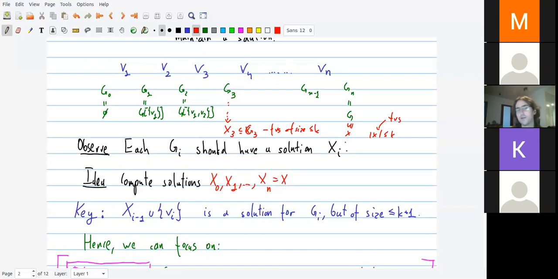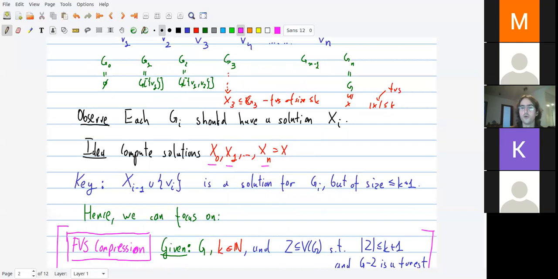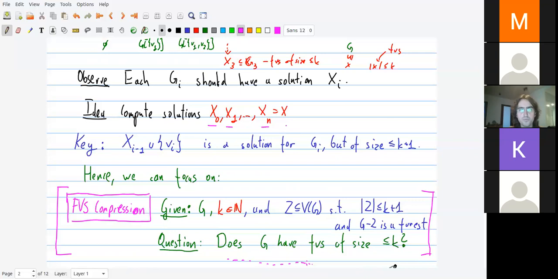So the idea is that we will introduce these vertices one by one, and every time I introduce a new vertex to get the next graph, I will try to compute a solution to the new instance, for the new graph. So I compute the solutions x0, x1, x2, and so on up to xn. At the end, of course, the last solution, which is a solution for the whole graph, is what I was interested in in the first place.